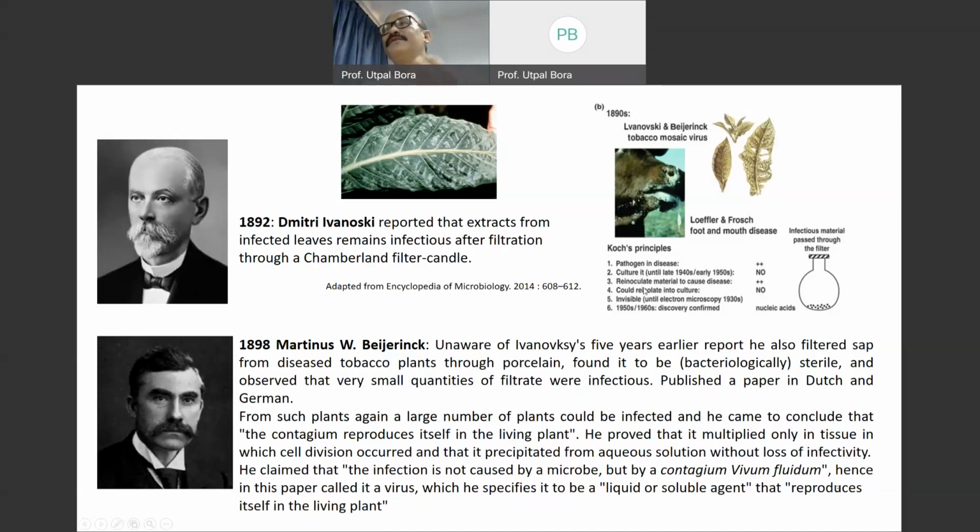But if you re-inoculate the material, it causes disease. Okay, that is true. But could they re-isolate it into culture? The answer was no. And then later on, additional things were added. It was invisible. They could not see it, until the development of electron microscopy. And by the 50s, 60s, it was confirmed that this tobacco mosaic virus basically contains nucleic acids.